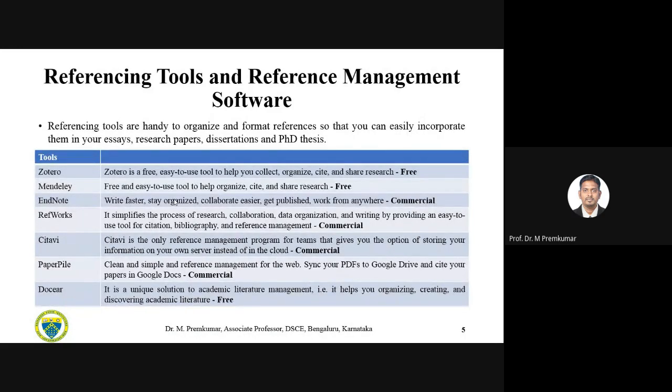Out of which the first two tools and the last one, Zotero and Mendeley, and the last one, Dossier, these three tools are completely free. Mendeley is not completely free, which I'll share with you later, but as of now, take it as free software. You can easily collect papers, organize them, cite them, and share the research with your peers also.